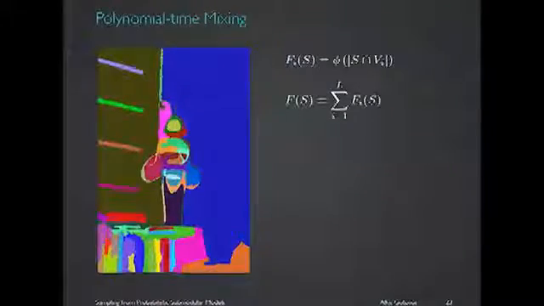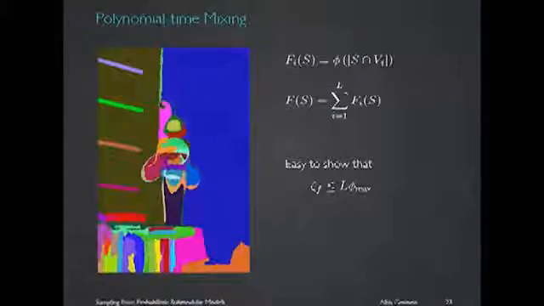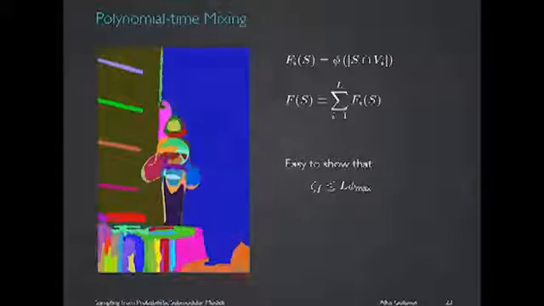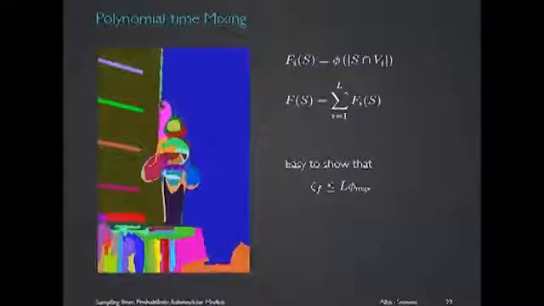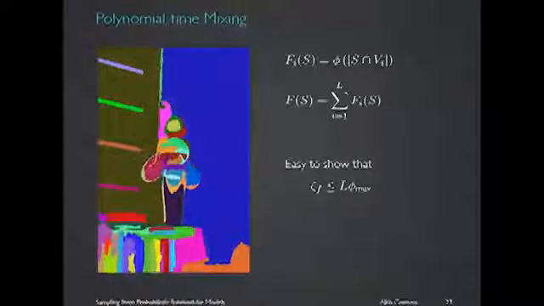So let me get back to our superpixel example here. Remember, we have one potential per superpixel, and then our function is just the sum of all these superpixel potentials. It's easy to show that in this case, our distance to modularity, the zeta f, is bounded by L, the number of superpixels, times phi max, the amount of smoothness that we're trying to impose.